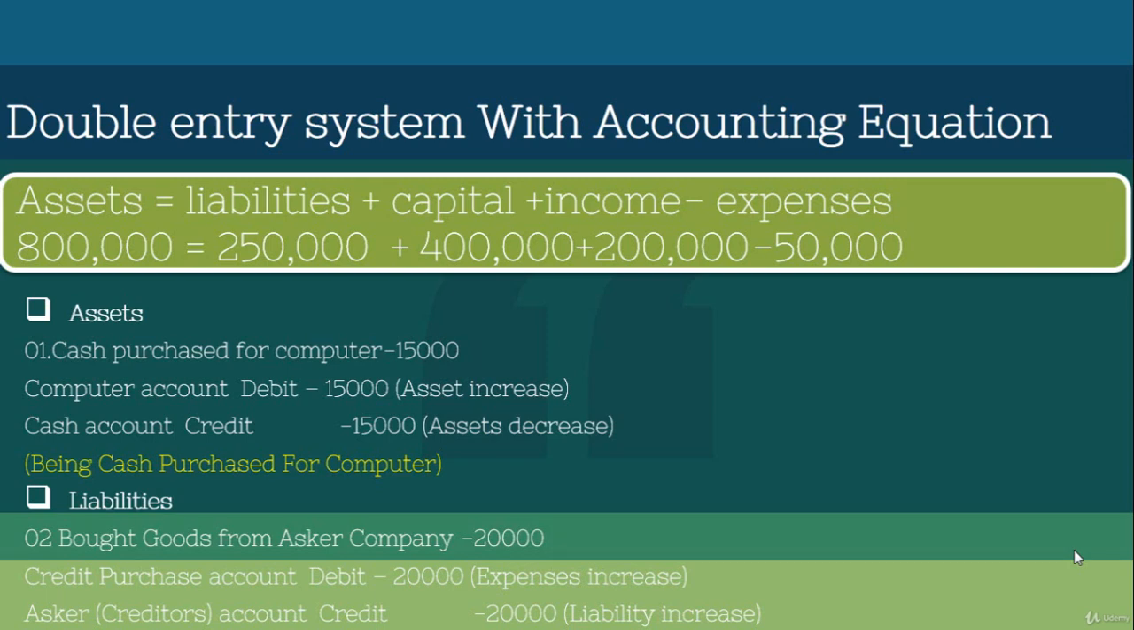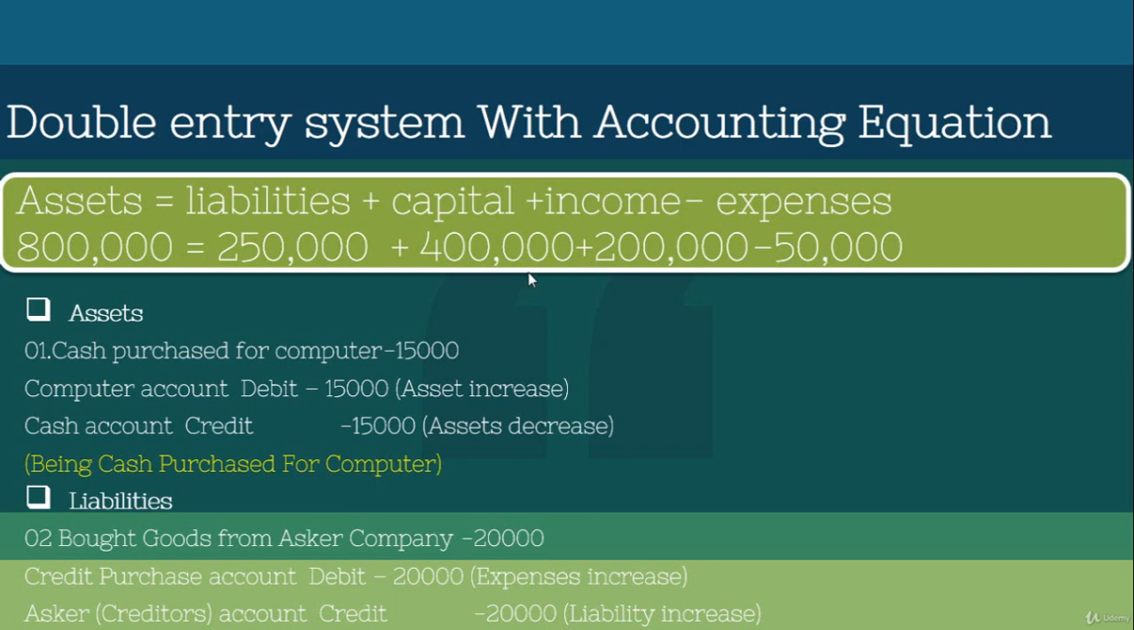Now we are going to look at the double entry system with the accounting equation. Double entry system means a debit always equals a credit, and the accounting equation means assets equal liabilities plus capital plus income minus expenses. We have already studied the account types, so these three concepts are linked with the transaction.